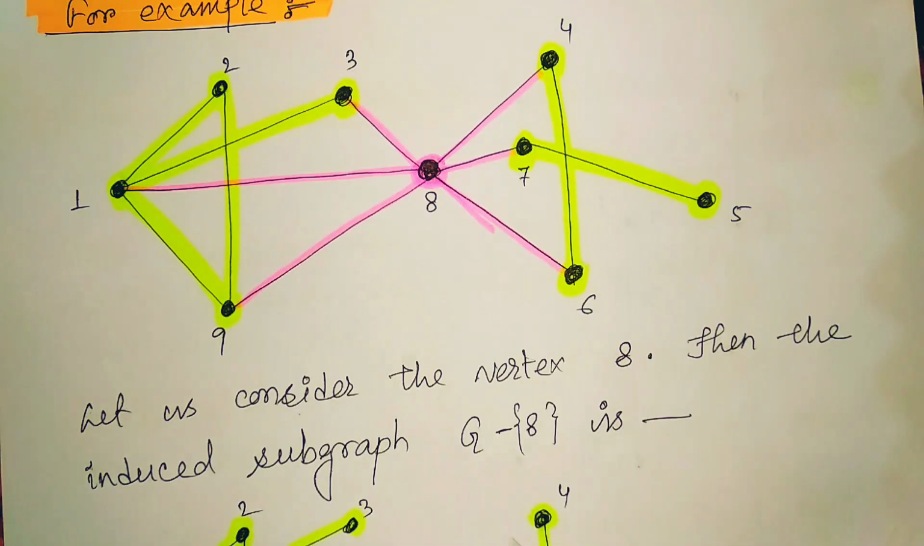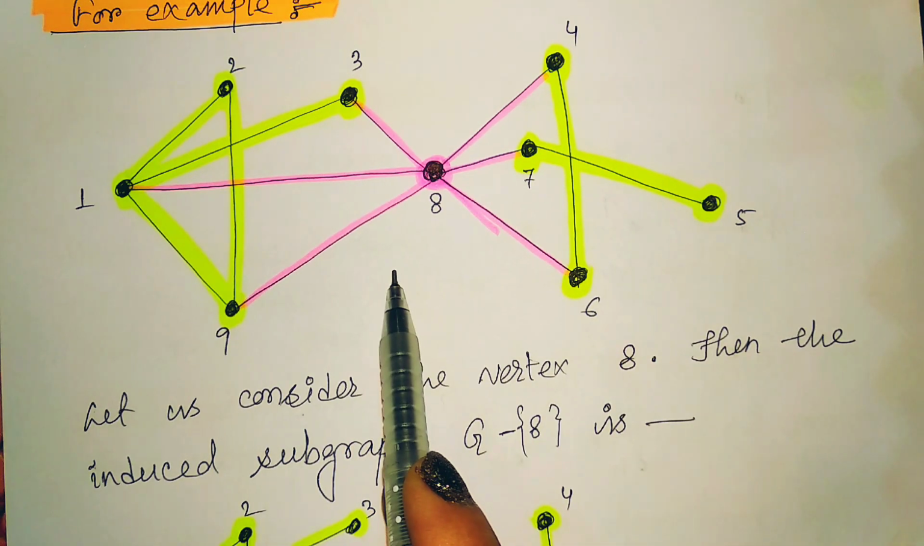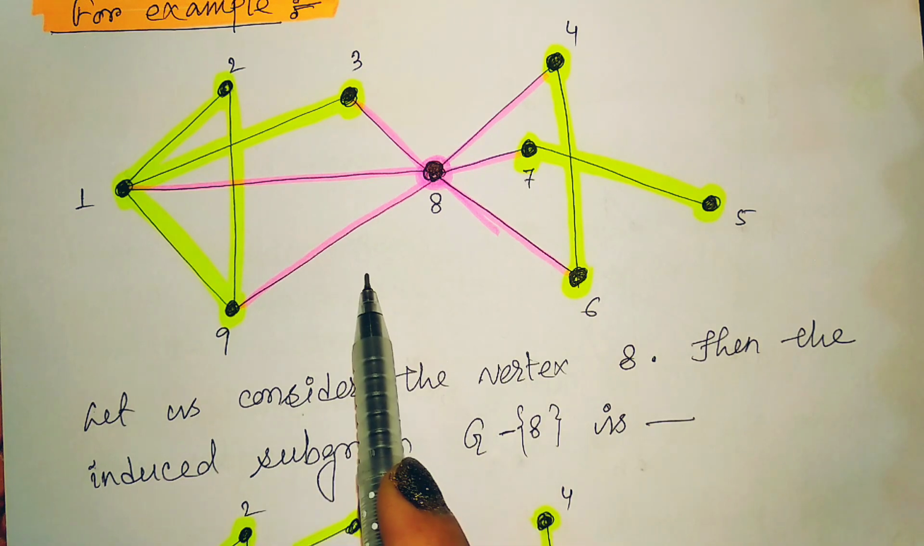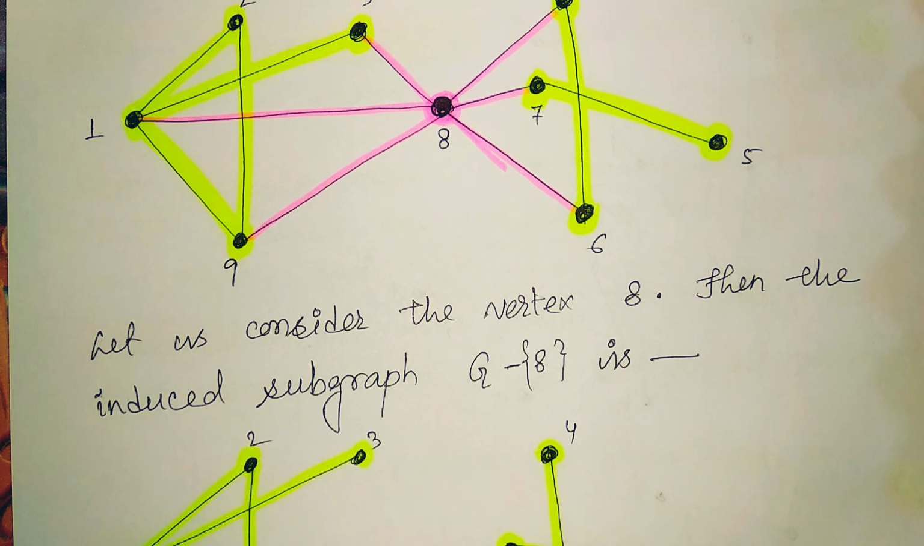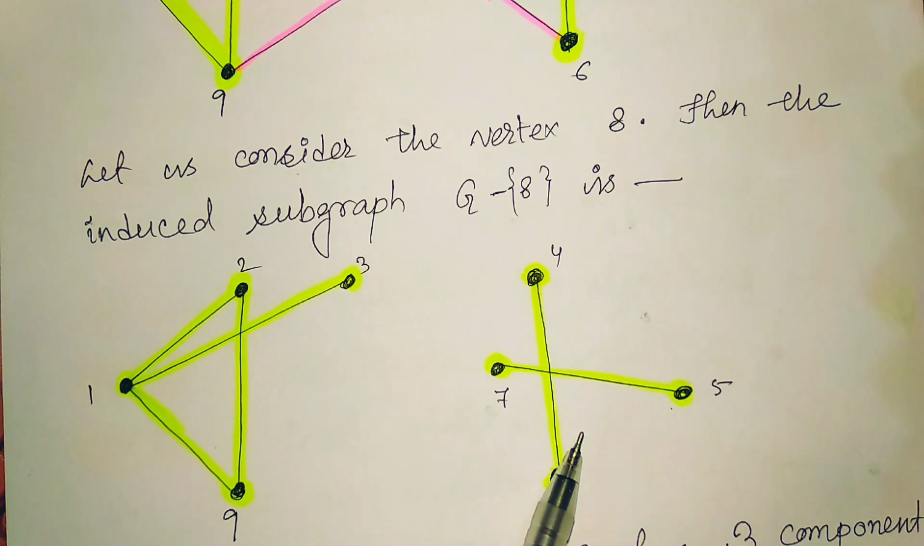In the given graph, there is only 1 component. That means it is connected. That's why this is a single component graph. But after removal of this vertex, we find a subgraph which has 3 components. That means the number of components increases by deletion of one vertex in the given graph. So we can say that this particular point is the articulation point.